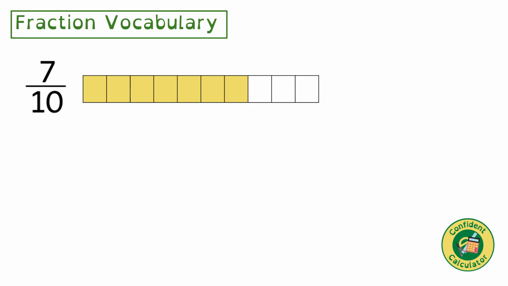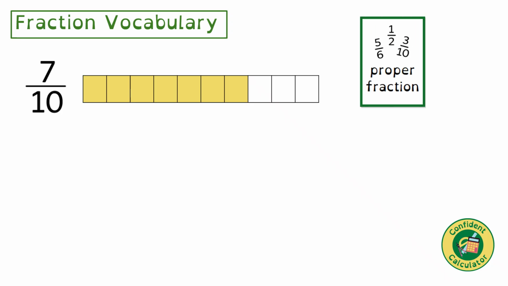7/10 is an example of a proper fraction. A proper fraction represents less than 1 whole. The numerator is less than the denominator.